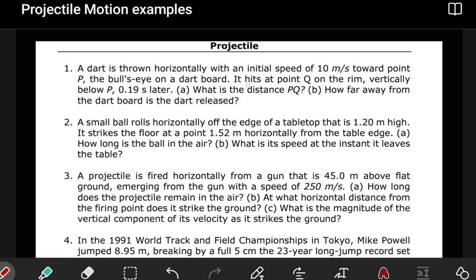Okay, so we continue. It hits a point Q on the rim vertically below point P 0.19 seconds later. Then the question is asking us to find what the distance PQ is.